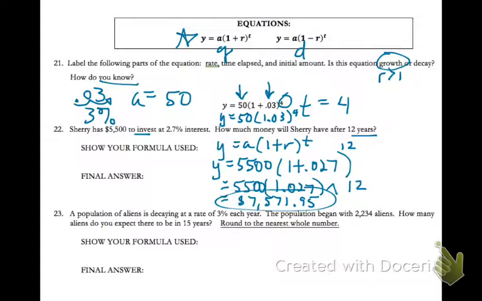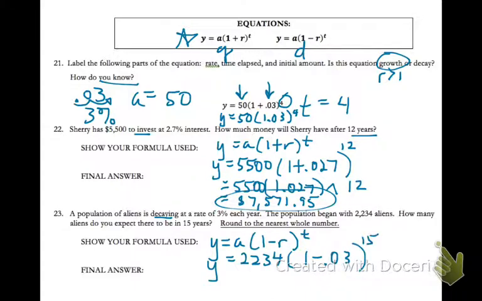On number 23, a population of aliens is decreasing at a rate of 3% each year. The population began with 2,234 aliens. How many aliens do you expect there to be in 15 years? So since it's decay or decreasing, we'll use this formula where we subtract the rate. So our ending amount will be equal to our starting amount, which is 2,234, times 1 minus that rate of decrease, so 0.03, raised to the 15th.